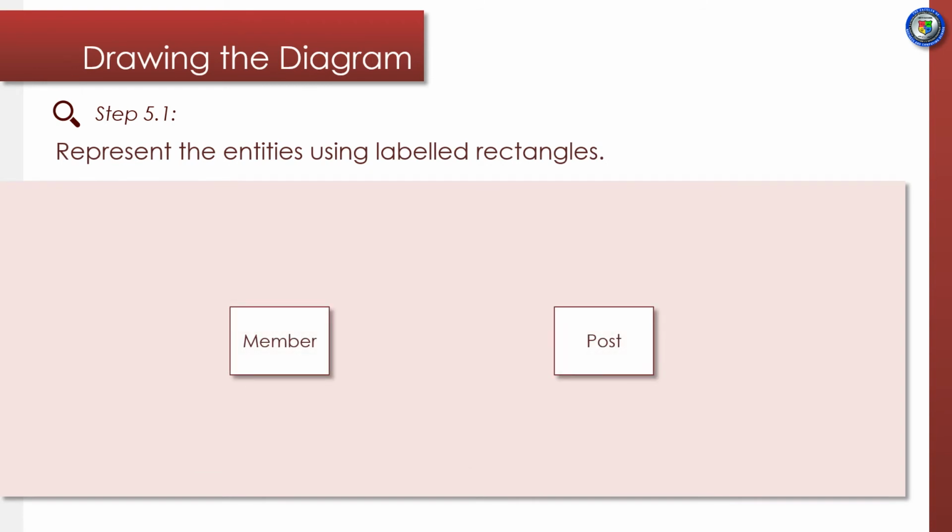Now that we have gone through a series of steps to identify our entities, identify our primary keys, the name and the cardinality of the relationship, and our foreign key, we can now start to build and draw our diagram. The first step would be to represent the entities using labelled rectangles like so.